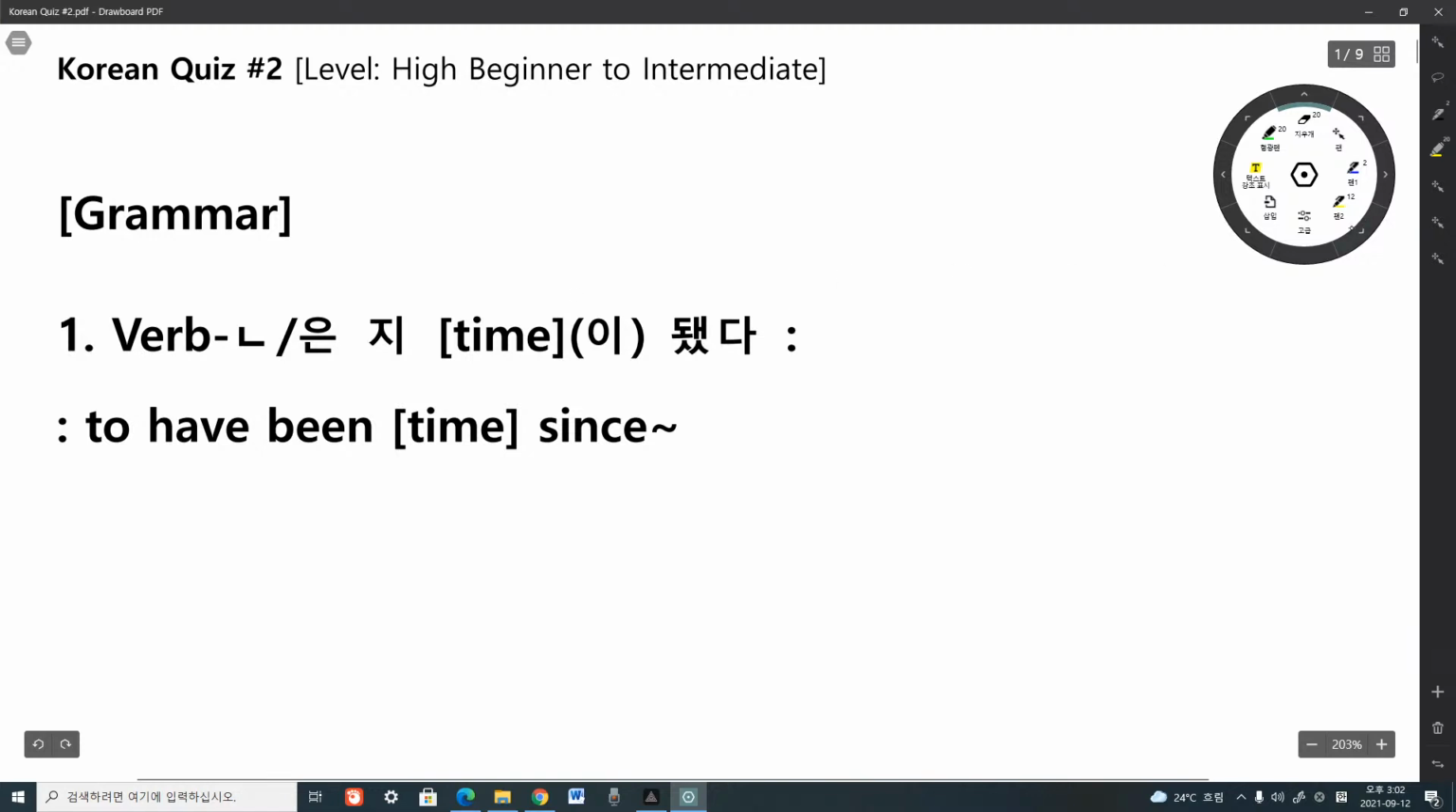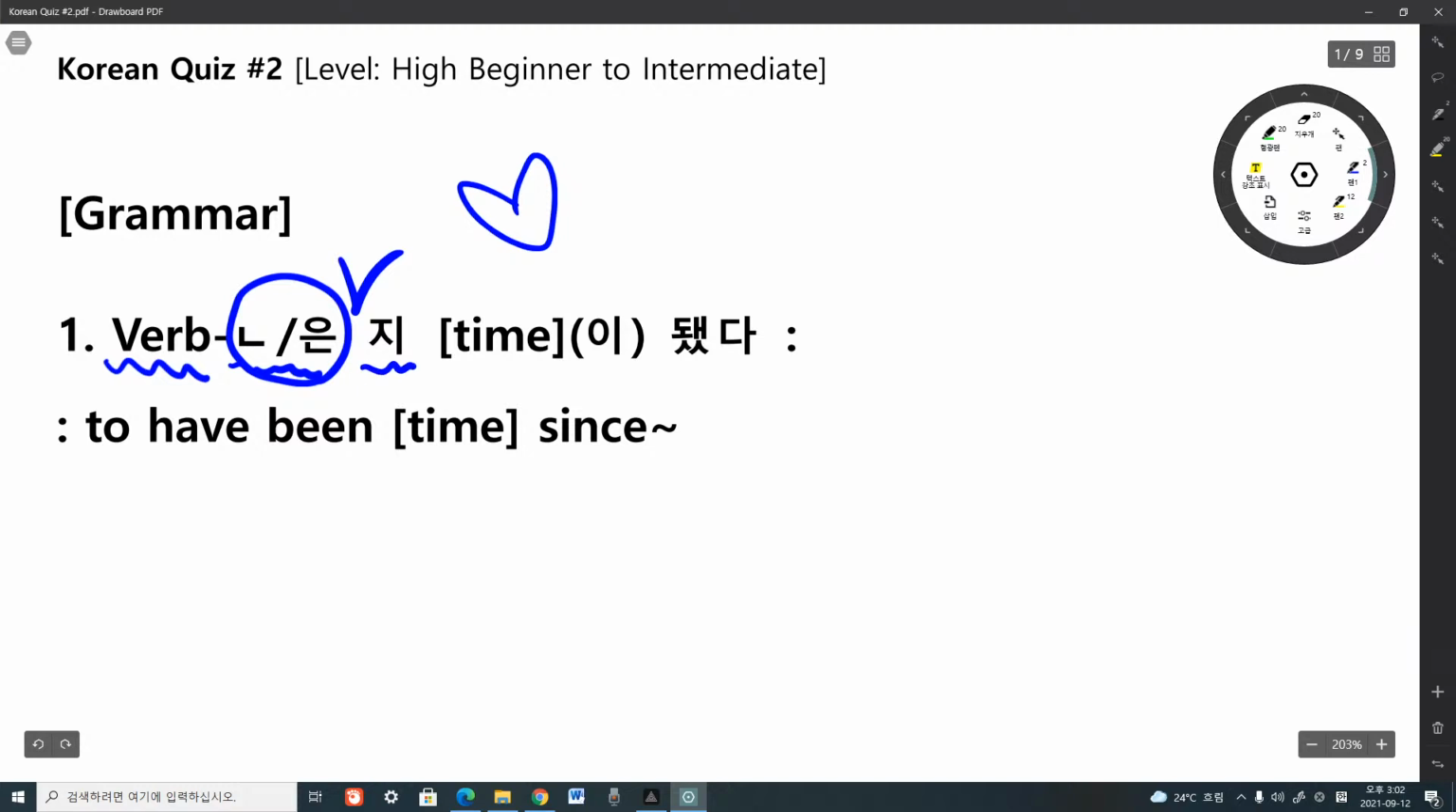Verb. Let me use the blue pen. If you say verb, 니은 받침 is the suffix that's used, and then you space it, and then you put 치, time이 됐다. It literally means time has become since I started this verb. So it's used when you want to say it's been 3 months since I started learning Korean, or it's been a year since I lived in Korea, things like that.